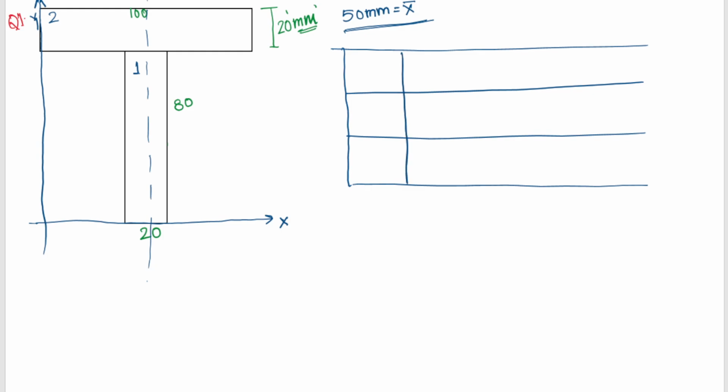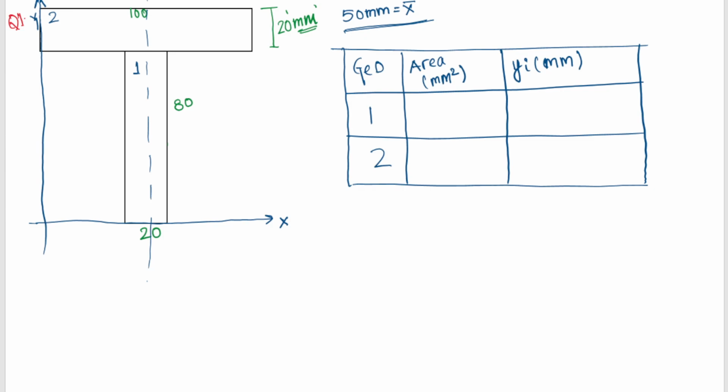So the first column is geometry number 1 and 2, and the second one is area. Since the dimension is in mm, the area will be in mm square. And the third one is yi, since we are not trying to find xi, and the unit will be mm. So this is the table. Since x bar we have already found using the concept of axis of symmetricity, we need not find xi, x1 and x2.